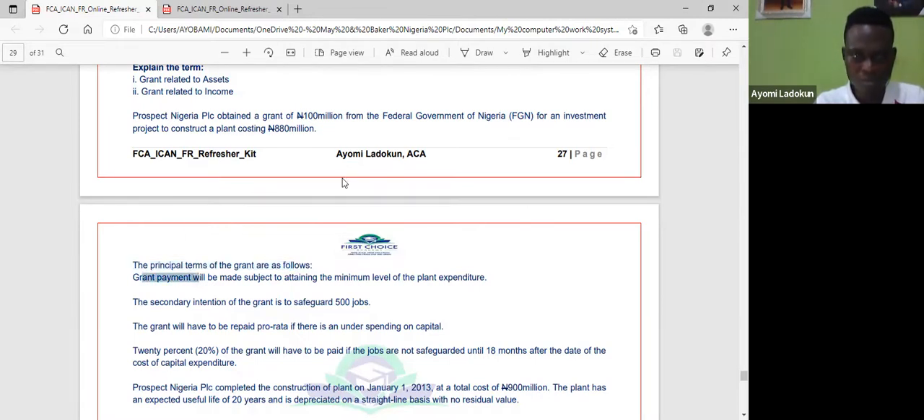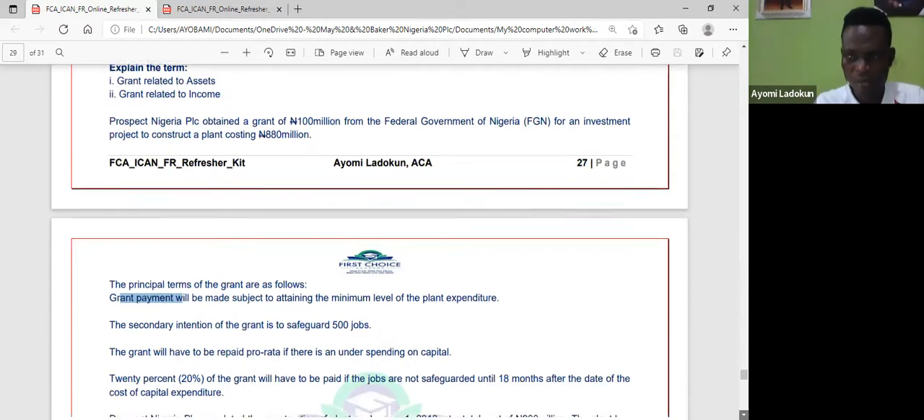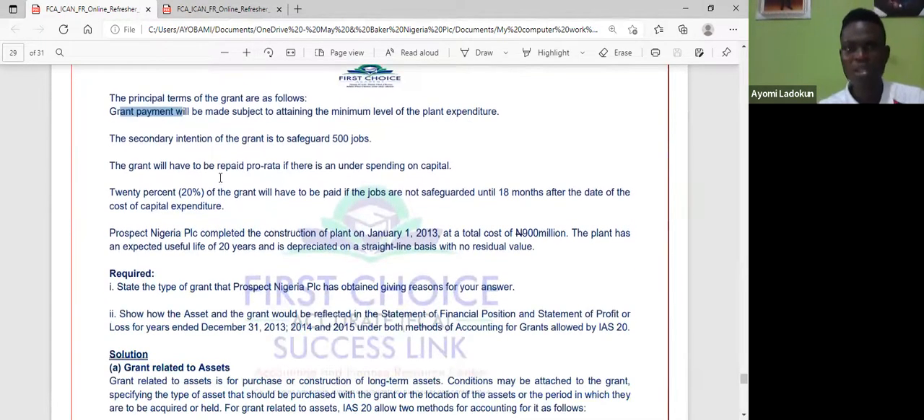Grant payment to be made subject to attaining minimum level of plant expenditure. The secondary intention of the grant is to safeguard 500 jobs. The grant will have to be repaid pro rata if there is an underspending of capital. 20% of the grant will have to be paid back if the jobs are not safeguarded until 18 months after the date of the capital expenditure.